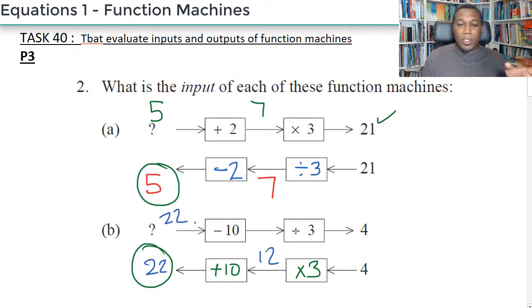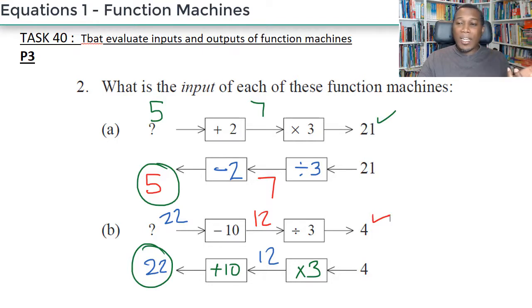If 22 was the number I was starting with, I'll have to take away 10. 22 take away the 10 is going to give me 12. Yes, it will. And then the 12 divided by 3 will give me 4. So 22 is the input. That's the number you would have started with in the second function machine to get a 4 as the output.